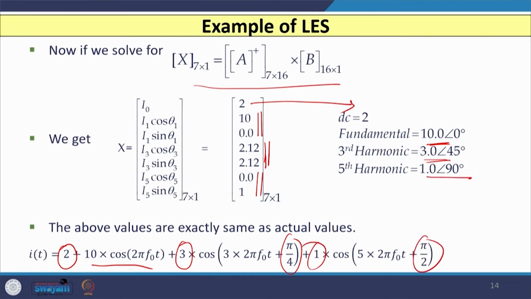So, as we increase the number of samples in a particular window, the accuracy of the LES in terms of estimation of phasor values of unknowns also increases. But as we increase the number of samples, the computational requirement also increases. So, we have to optimize at one particular point, up to how much accuracy we want by increasing the number of samples.